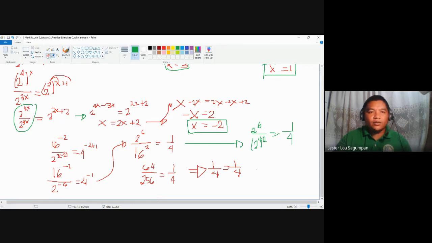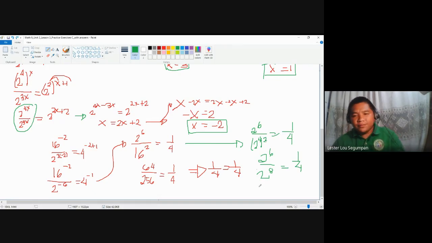Okay? There's also another way to check this one. Let me write it here. So this is 2 to the power of 6 over 2 to the power of 8, and 1 fourth on the right. So this is actually 2 to the power of, using the division law, 6 minus 8, which is 2 to the power of negative 2. Bring it down, 1 over 2 squared, and finally 1 fourth, which is actually the same as the right-hand side. So you can exhaust any other forms of checking as long as you will reach the correct answer.